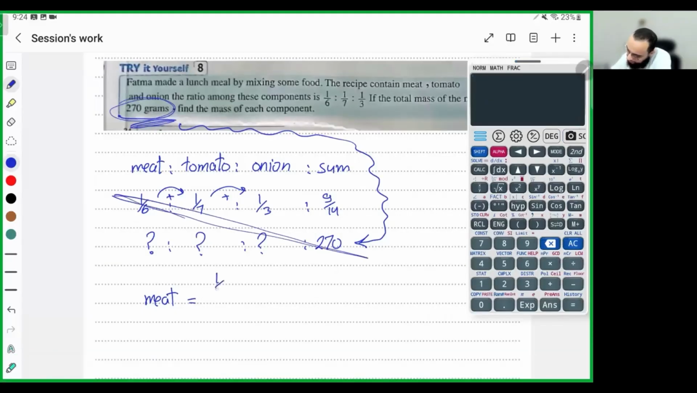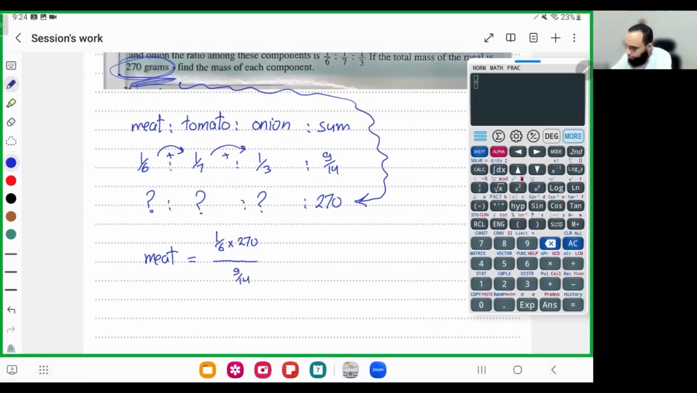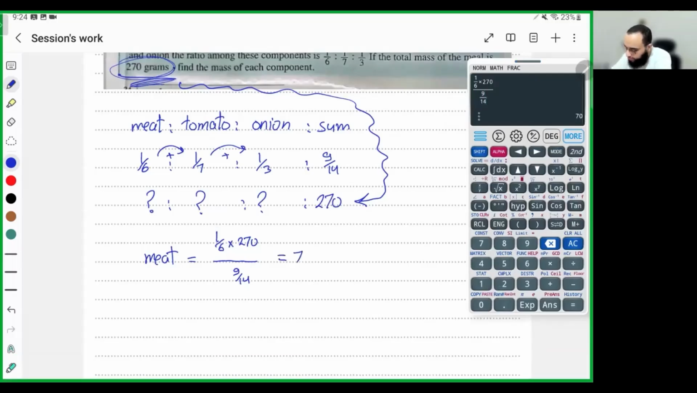Okay, it will be 1 over 6 multiplied by 270 divided by 9 over 14. Okay, it's 1 over 6 times 270 over another fraction, 9 over 14. It's going to be 70. Okay, 70 grams. And what's the value of the tomato?